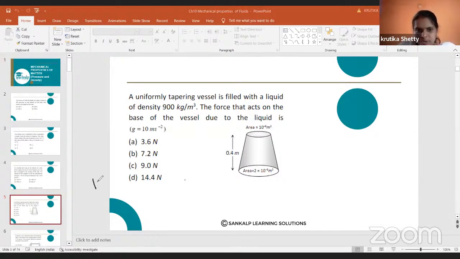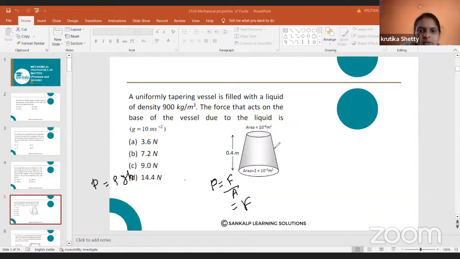Try this one. P is equal to rho gh. So substitute all the values they have given. Density is given as 900, right? Acceleration due to gravity is also given. Then from the figure, h. Because we know that pressure is equal to force by area, and we need force. So from the figure you can see the area value and you can calculate. Is anybody getting the answer? Yes, Harshita. It is 7.2 Newton.